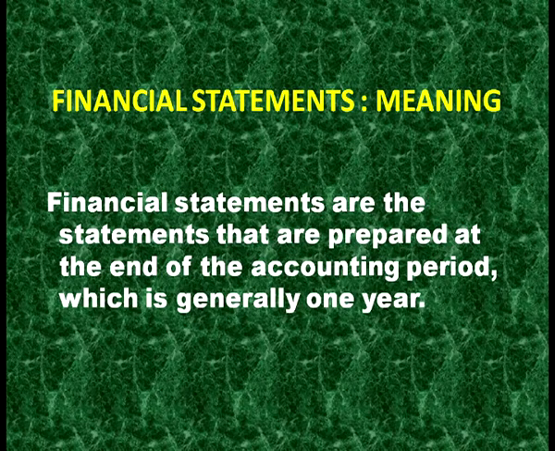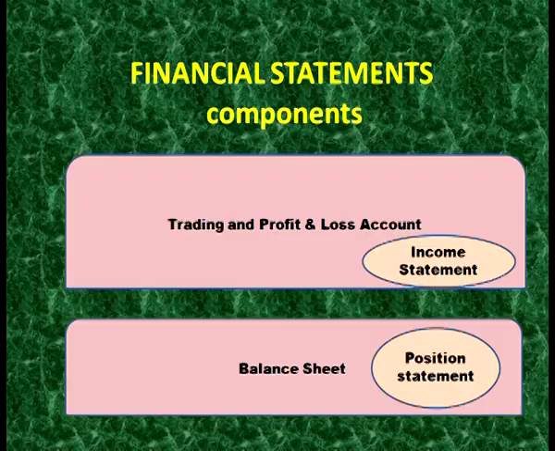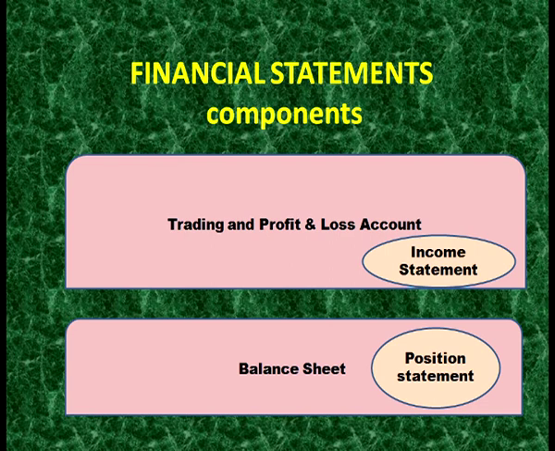Financial statements are the statements that are prepared at the end of the accounting period, which is generally 1 year. What are the components of financial statements? The first component is trading and profit and loss account, which is also called the income statement, and the second component is the balance sheet, which is also called the position statement.